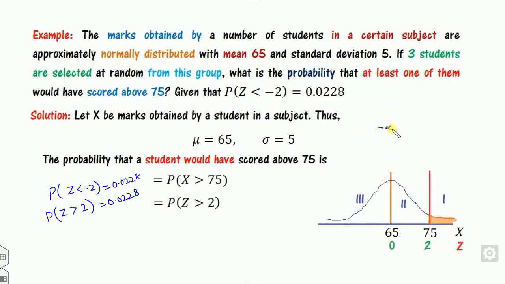Look at that. This is minus infinity to minus 2. What is the opposite of this? Plus 2 to plus infinity. So look at that. This area is the first one. So that is what we need.